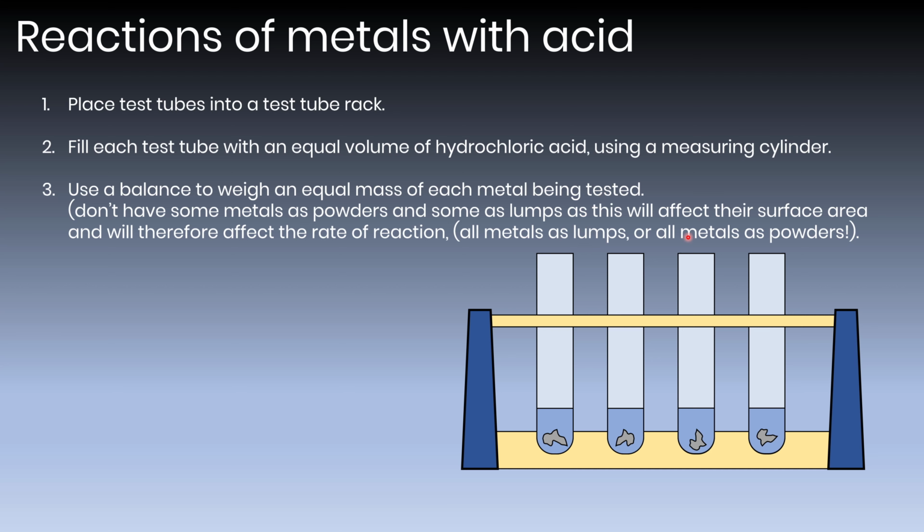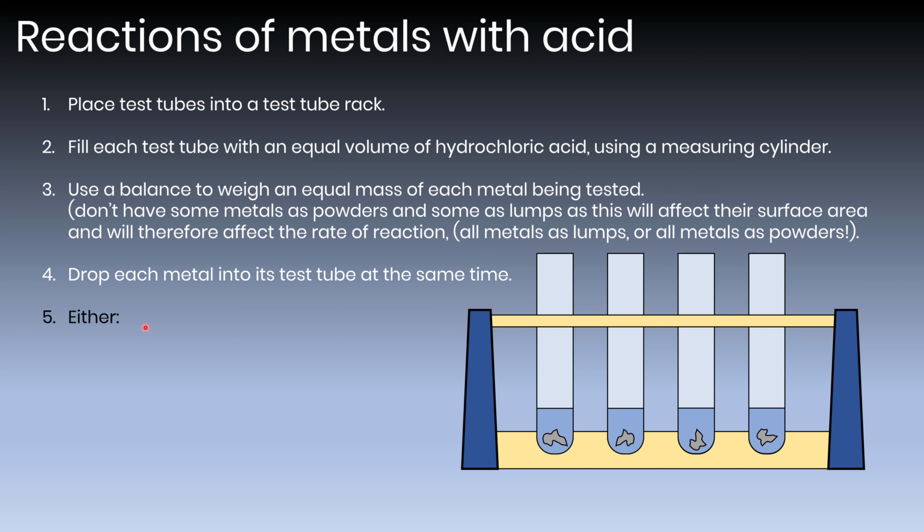We don't want to mix those up, and this is because it will affect their surface area, which will affect their rate of reaction. We don't want to do that because we only really want to compare the reactivity of each metal. We don't want to compare the reactivity based off of different surface areas or anything like that. We're then going to drop each piece of metal into a test tube at exactly the same time.